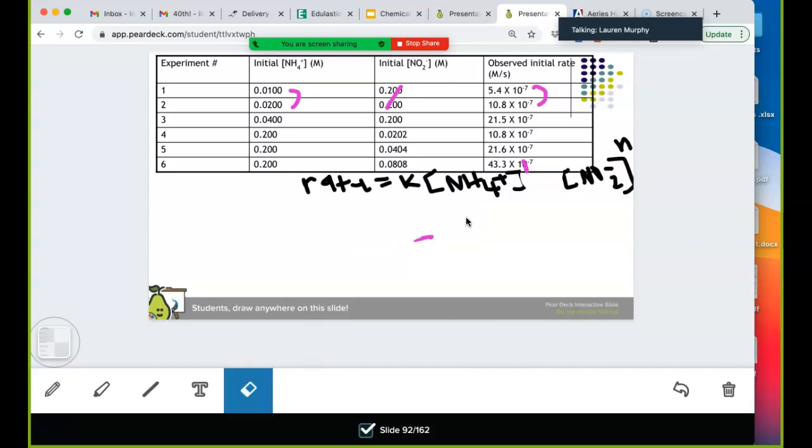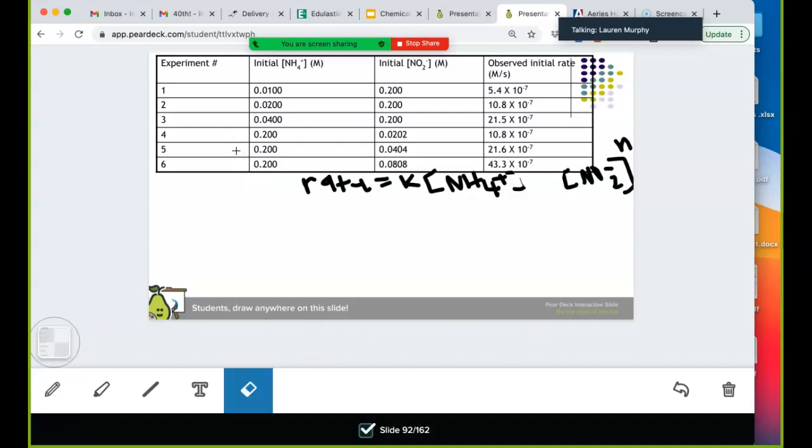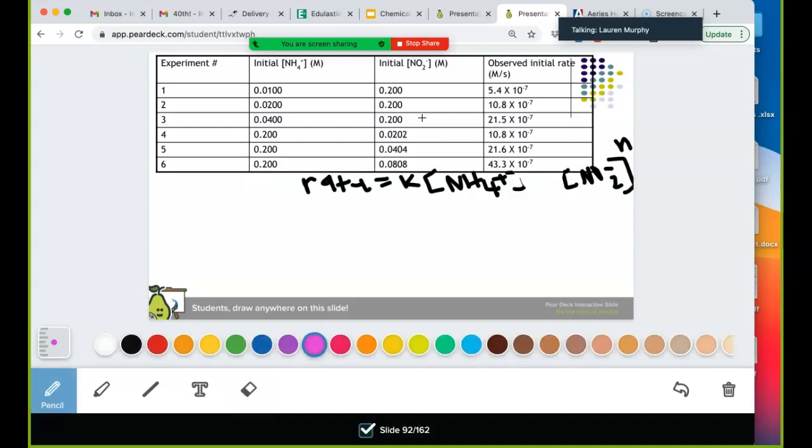And then you do it again, but you do it for nitrite. So if we want to look at nitrite, we want to focus on how nitrite is changing, and ammonium is not. You have a plethora of options. 4, 5, and 6 all have ammonium staying the same concentration. So I could do 4 to 5, I could do 5 to 6, I could do 4 to 6. It doesn't matter. And in fact, I'm going to do 4 to 6 because I think kids get so stuck in doing ones that are right next to each other that you can't think out of the box. So I'm going to do 4 to 6 because ammonium stays the same concentration.